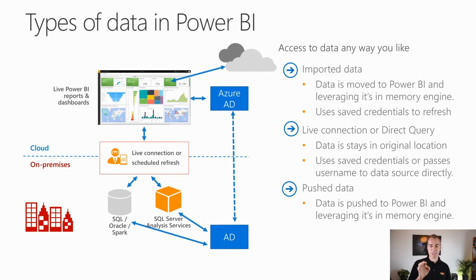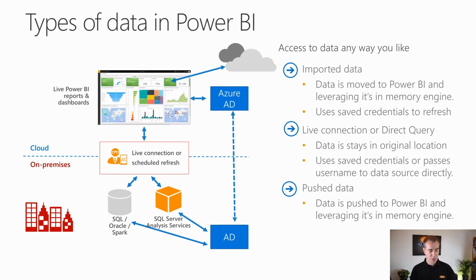It uses saved credentials or passes the username to the data source directly. So again, when you have single sign-on, for example, it passes the credentials to the data source, and it sends the query using those credentials. If you have security set up on the data source, only the data that the user is allowed to see will be moved back. And finally, we have push data. So data is pushed to Power BI and is leveraging its in-memory engine. The pushing of data goes through APIs and it's actually not used that much.